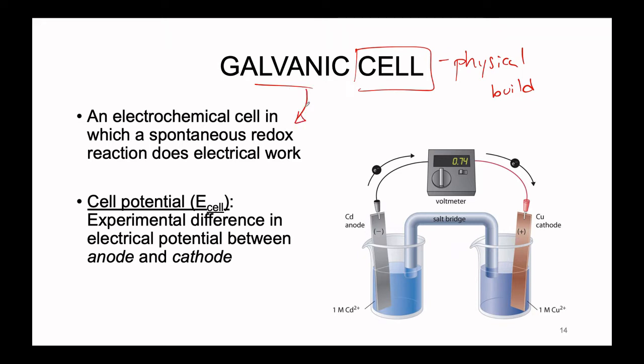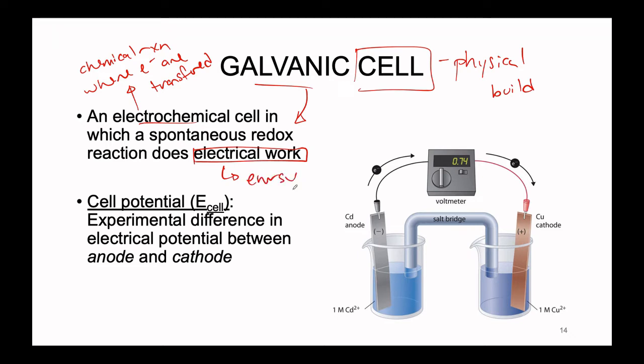This is an electrochemical cell in which a spontaneous redox reaction is going to be doing some type of electrical work. So the key words here are electrochemical, which we learned what electrochemistry was in the last lecture. So it is some type of chemical reaction where electrons are transferred, and in being transferred, we're going to be doing some type of electrical work. In other words, there is going to be some measure of energy.